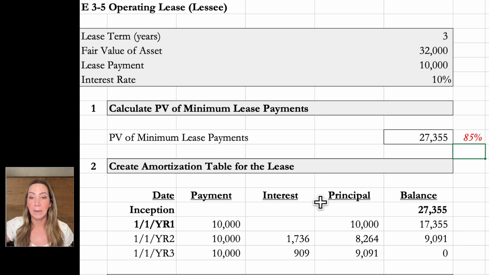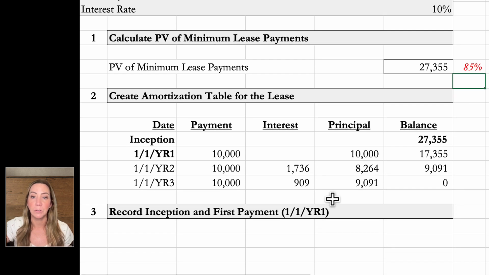We're still going to create an amortization table because it's going to help us build our entries. But what we do not have to do is allocate any of this $10,000 payment to interest expense in our journal entries. However, the allocation is still going to come in handy to draw down the lease liability and to amortize the asset so that at the end of the 3 years, we no longer have a balance in lease liability and we no longer have a balance in the right of use asset.